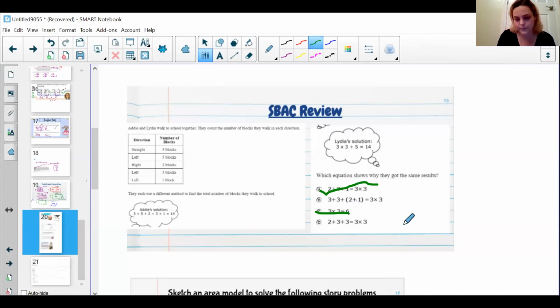Let's look at option D. 2 plus 3 plus 3 equals 3 times 3. 2 plus 3 is 5 plus another 3 is 8. So 8 is not equal to 3 times 3, so we can eliminate this one. This is me eliminating it.